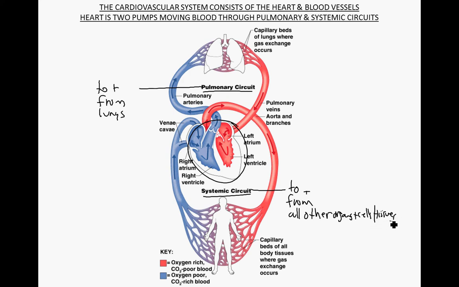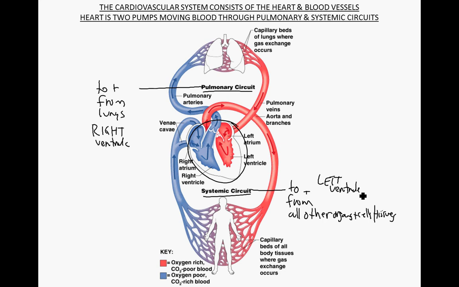Okay? Now, the pulmonary circuit is the blood is pumped into that circuit by the right ventricle. So the right ventricle of the heart pumps blood into that pulmonary circuit, and the left ventricle of the heart will pump blood into the systemic circuit.